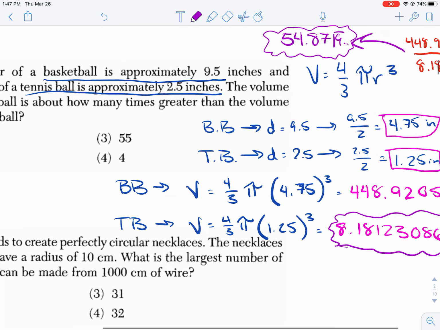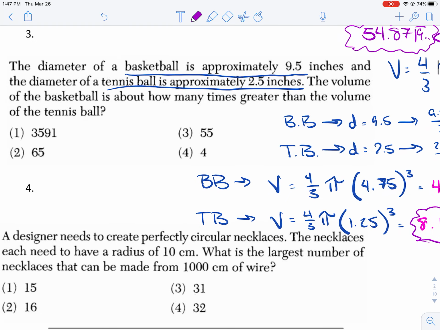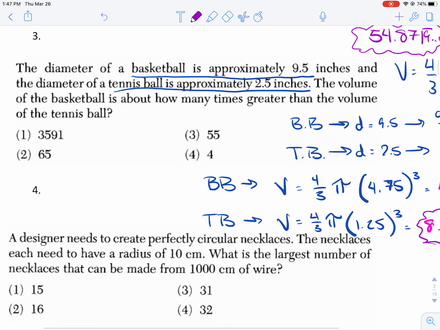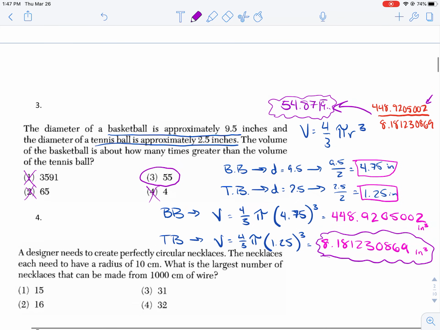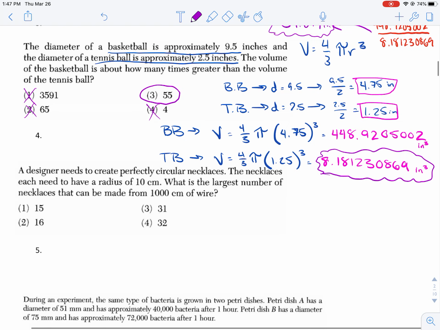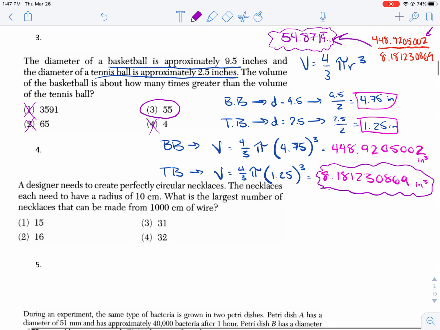And so it's about how many times, okay? So if you look at our answers, definitely not these. Oops, crossed out the wrong one. Hey-oh. All right, certainly not 4, certainly not 65. It has to be 55. Okay? Alrighty. Let you guys get a second to soak that one in. All right, moving on.